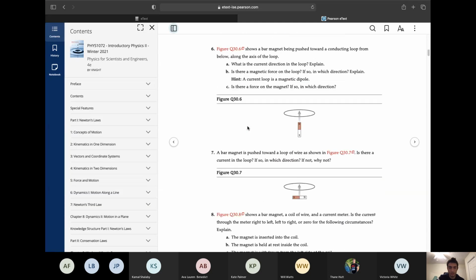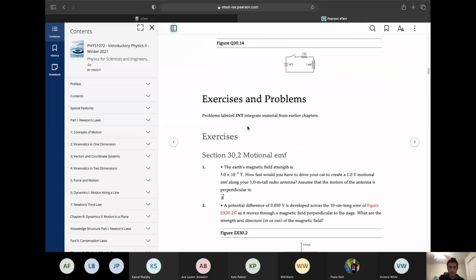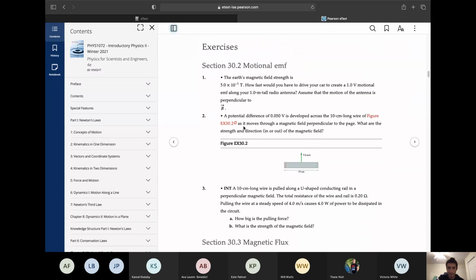So let's do question 2. A potential difference of 0.05 volts develops across a 10 centimeter long wire as it moves through a magnetic field perpendicular to the page. What are the strength and the direction, in or out, of the magnetic field?